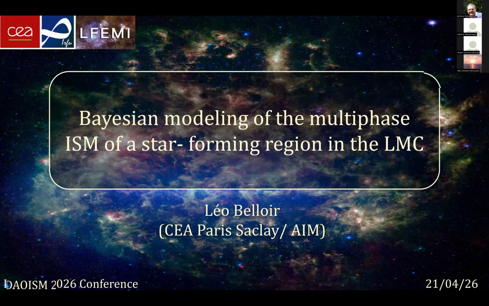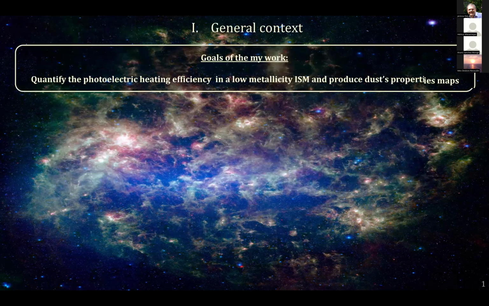Hello, everyone. So Fred just introduced, more than introduced, the Bayesian modeling and this application on M99. So I will continue on a lower metallicity environment, which is the LMC. So first, what are we trying to do? We are trying to quantify the photoelectric heating efficiency in a low metallicity environment, which is the LMC, and to produce a dust properties map.